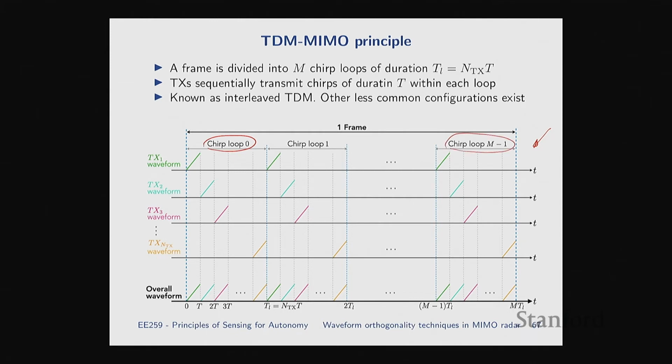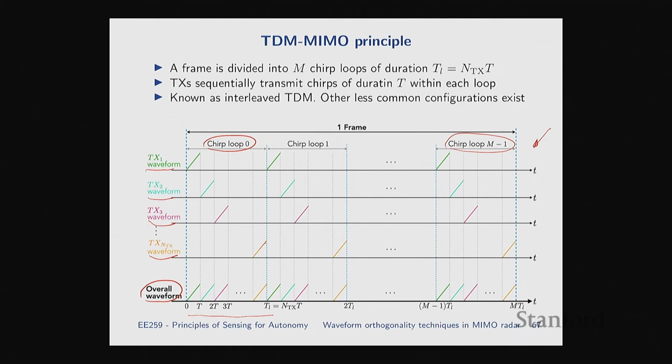And what happens inside every chirp loop is exactly as I said, all the transmitters sequentially transmit. So first your TX1 sends the chirp, every other TX is silent. Then your TX2 sends a chirp, then your TX3 sends a chirp, then you're all the way to the TXN, and then you go to the next chirp loop and repeat. So the overall waveform that you get in TDM MIMO is like this. I'm using different colors for different transmitters, and as you see, they are completely separable in time.